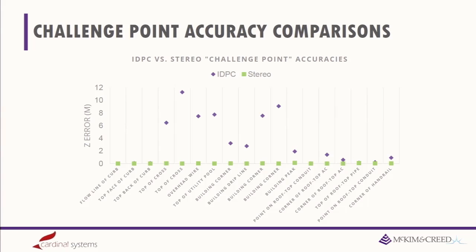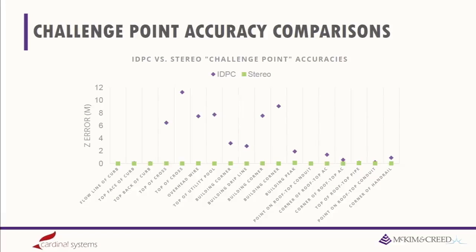So we took all those challenge points and we measured them in stereo as well as measuring them from the image-derived point cloud. And you can see the results of the different objects, which are listed down here, from the image-derived point cloud are quite varied. And this is actually meters. So some of these are missing by 11 meters, and all these stereo measurements were hitting around 0.06 of a foot.